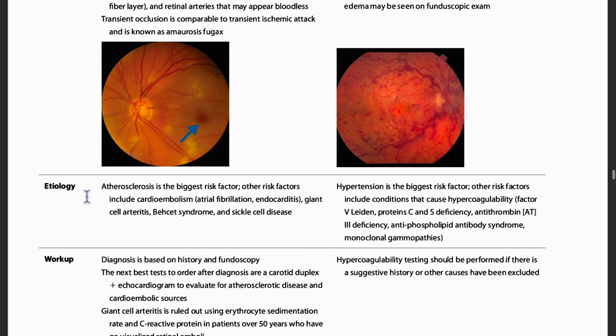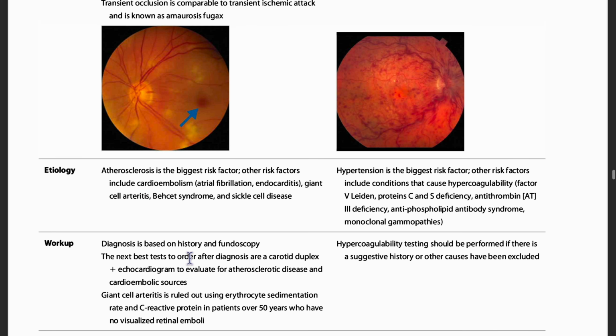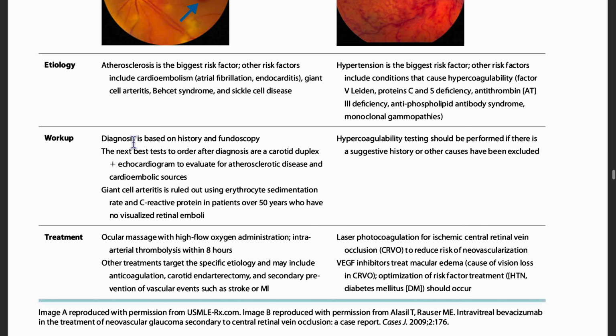Etiology: atherosclerosis is the biggest risk factor. Other risk factors include cardioembolism, atrial fibrillation, endocarditis, giant cell arteritis, Behcet syndrome, and sickle cell disease. Workup: diagnosis is based on history and fundoscopy. The next best tests to order after diagnosis are a carotid duplex with echocardiogram to evaluate for atherosclerotic disease and cardioembolic sources.